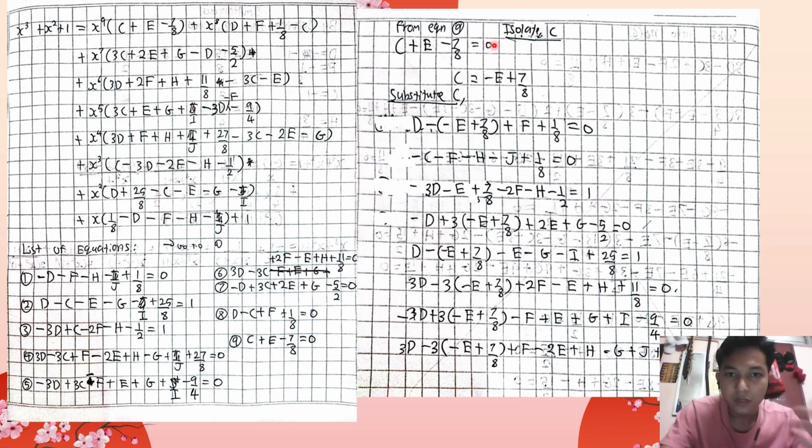Then from equation 9, we can isolate c, which is c equal to negative e plus 7 over 8, by rearranging the equation here. Then we substitute all of the c into all of these equations, and as you can see over here, we insert all of the c with negative e plus 7 over 8.